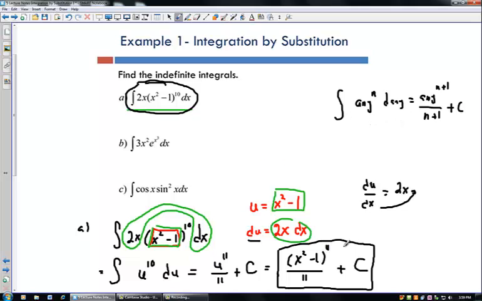Now you can check your answer by taking the derivative. It's a little hard to see because you're going to have to use the chain rule, but the 11 comes down, cancels the 11 on the bottom, that becomes a 10, times the derivative of the inside, which is a 2x, plus 0, and you get back what you want.